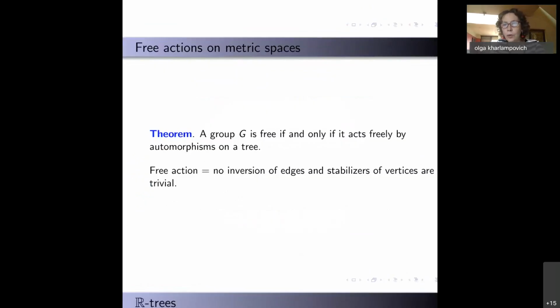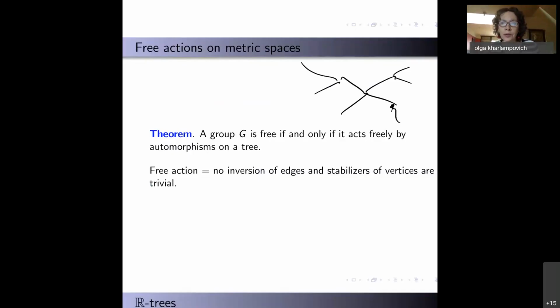is sort of a folklore that a group G is a free group if and only if it acts freely by automorphisms on a tree. So when I'm talking about action on a tree, first of all, what is a tree? A tree is a graph without loops, right? A connected graph without loops is a tree.